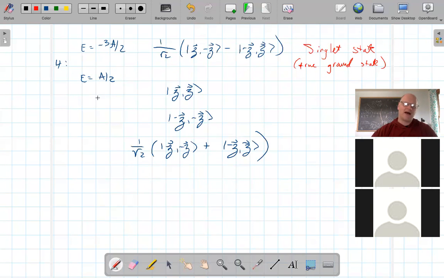But now these 3 guys, these are what's known as the triplet states. These guys all correspond to the same energy, but since there's 3 of them, this is now 3-fold degenerate. So it's called triplet because it's 3-fold degenerate.